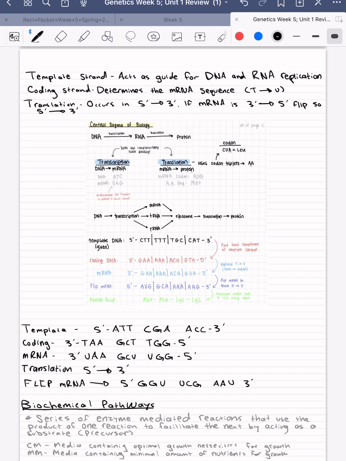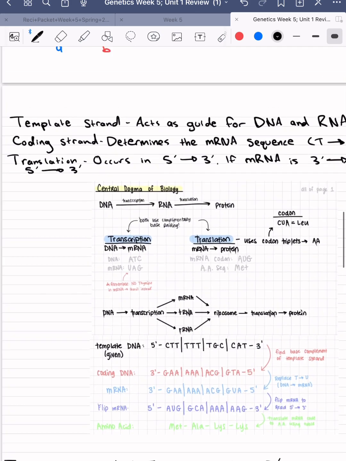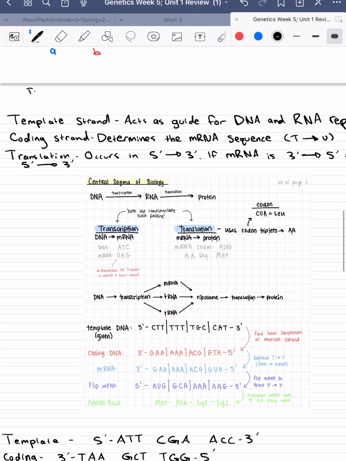So for DNA replication, you have a template strand and a coding strand. A template strand essentially acts as a guide for DNA and RNA replication. So let's say, for example, we have a template strand right here. Let's say it goes 5', ATG, 3'. You have a template strand.